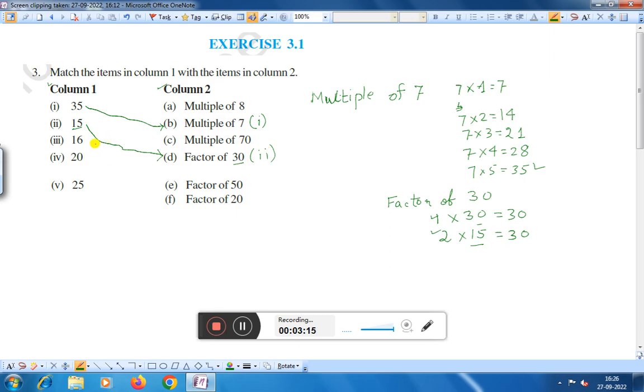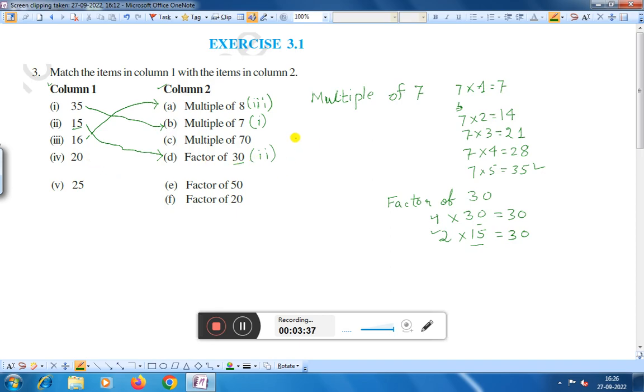Here 16 means 8 times 2 is 16. Therefore, multiple of 8. Right? Here is 16. It is multiple of 8. This is question number 3. 1, 2, 3. This is question number 3. Right? Next question is 20.